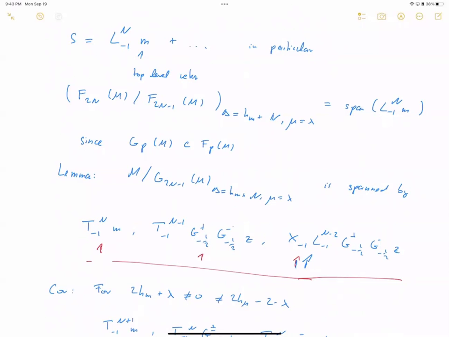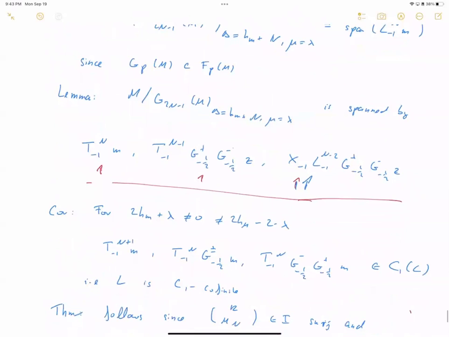And so then it's a matter of playing around with commutation relations of super Virasoro with its action to see that generically, that's this corollary, these 2 vectors must appear with non-zero coefficient. But once they appear with non-zero coefficient in the singular vector, then C1 cofiniteness follows essentially immediately. And yeah, that's how you get it.